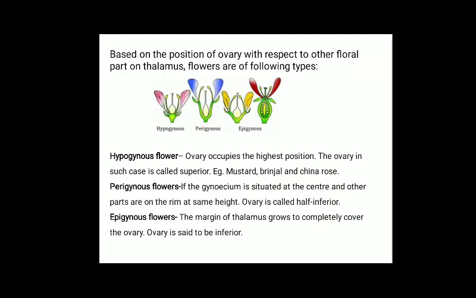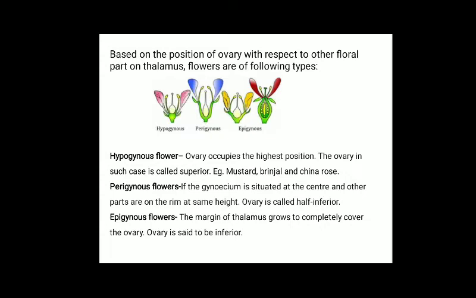Then, based on the position of the ovary with respect to the floral parts on the thalamus, flowers are categorized into three types: hypogynous, perigynous and epigynous flowers. In a hypogynous flower, the ovary occupies the highest position. The ovary in such a case is superior. Examples: mustard, brinjal, and China rose.